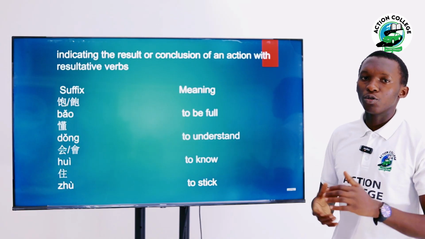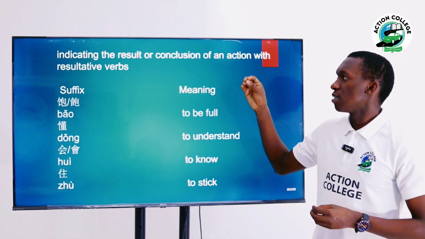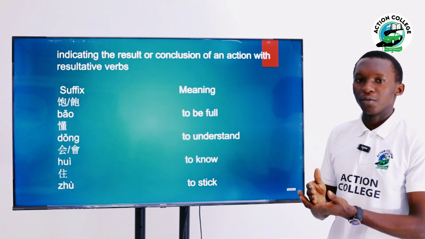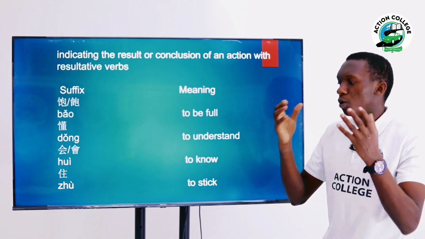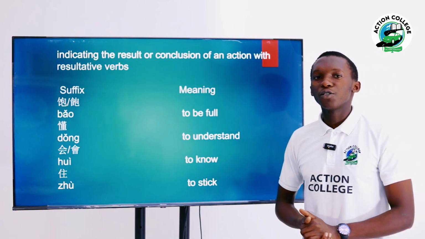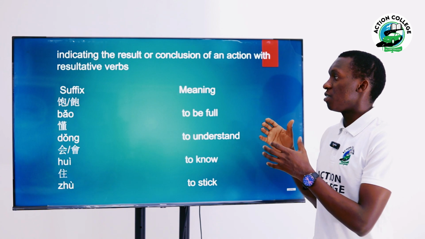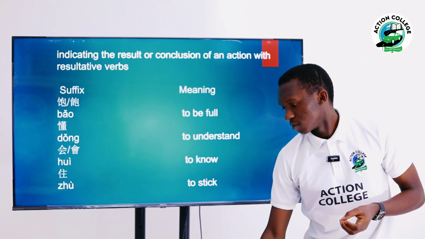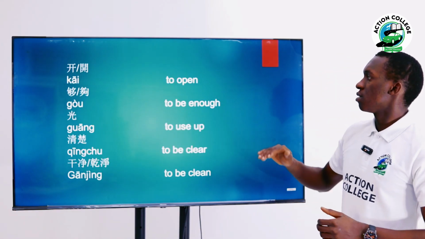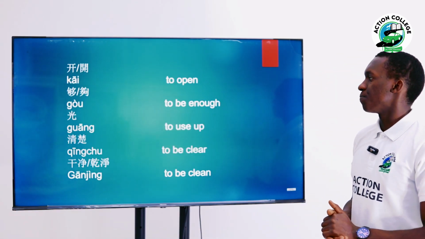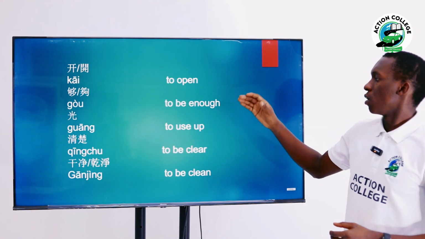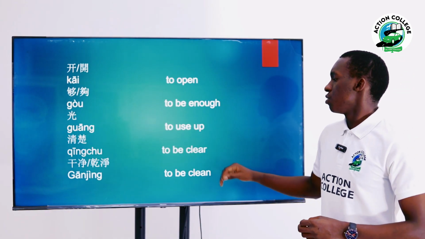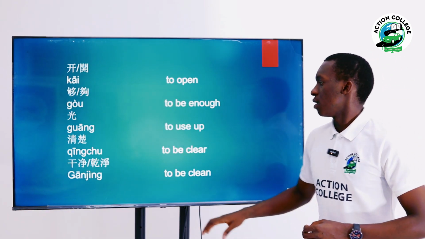For example, 我会说中文. But here we are using it as a suffix. A suffix will be added on a stative verb to indicate to do something until you know it. 住 is to stick. Actually, 住 is to live, but it will be used as a suffix to mean something else, as we will see in the examples. Next is kai, to open. And the next is guang, to use up. Qingchu, to be clear.